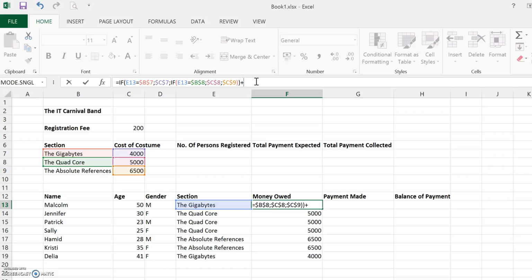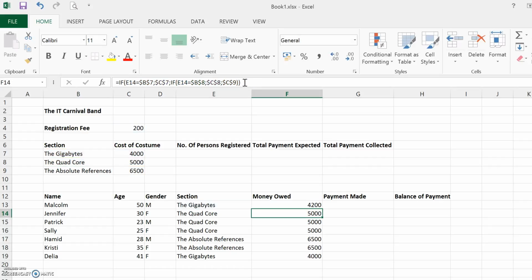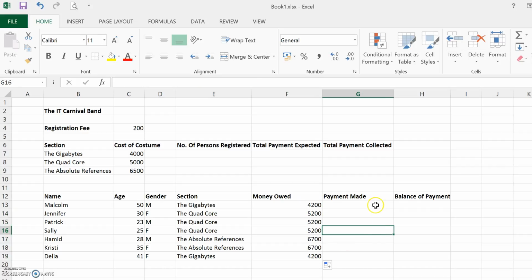So I'm simply going to add on that reference C4 here. And again, I do not want this C4 reference to change because this is where I have my registration fee. So I'm going to use absolute referencing. So now instead of 4,000, this person owes 4,200. So when I copy this formula down, you will notice that $200 was added to all of these values.